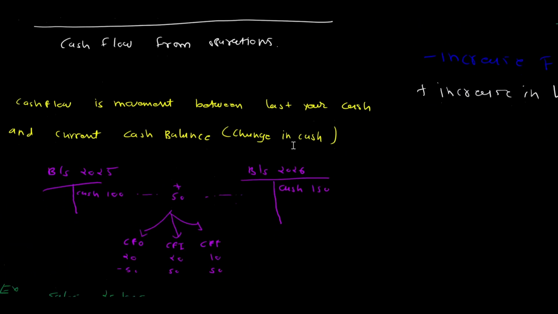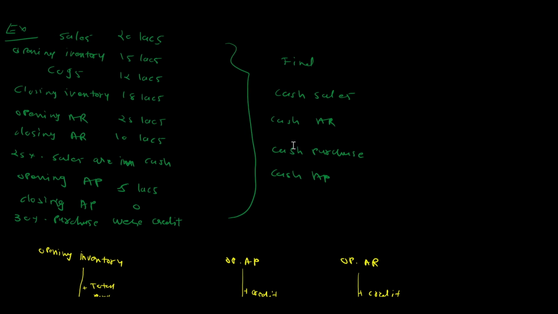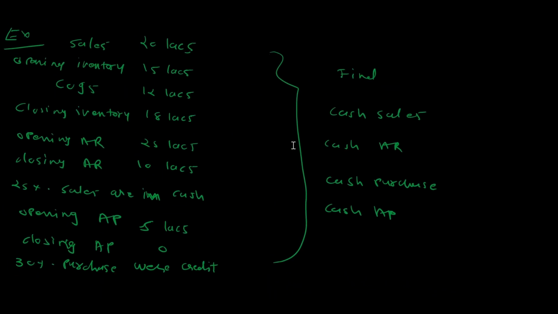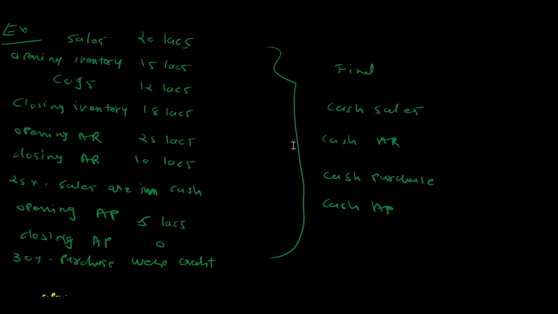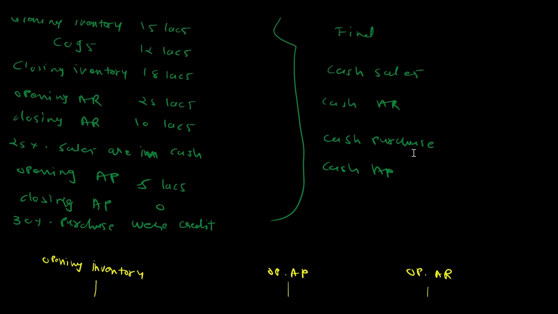So let's move to another topic, where we are going to discuss how the CFA examiner asks you questions about cash flow statement calculations in the exam. This is the example, and we need to find the cash sales, cash received from AR, cash paid to AP, and cash purchase.